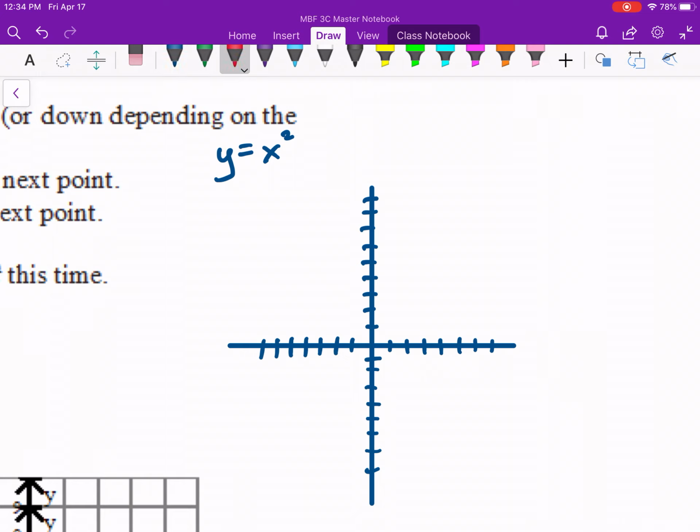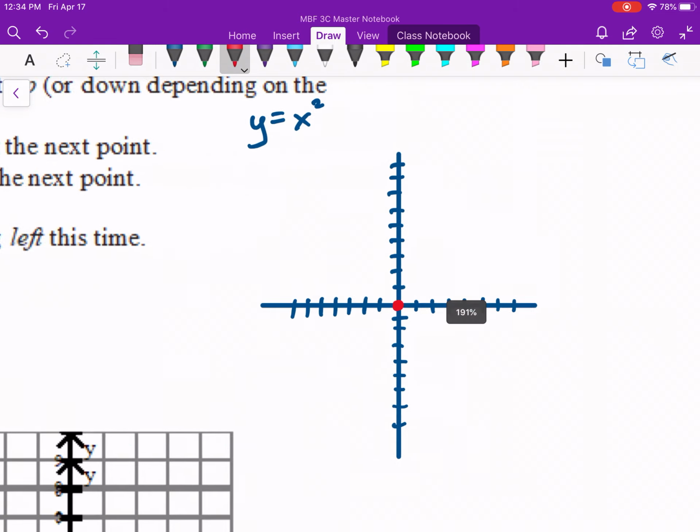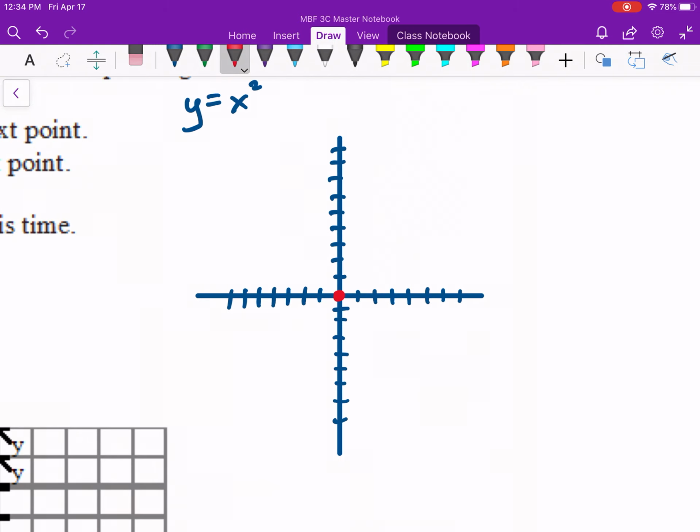And this is a basic graph. There's no a value to stretch it or compress it. There's no k value to move it up or down, so the vertex will be at 0, 0. Now I'm going to use that step pattern, 1, 3, 5, 7. So again, assuming each of these grid lines equals 1, so going 1 to the right is moving over 1. So I'm going to go 1 to the right, and then my step pattern takes me up 1. So I'm at 1, 1. So I've gone over 1 and up 1.